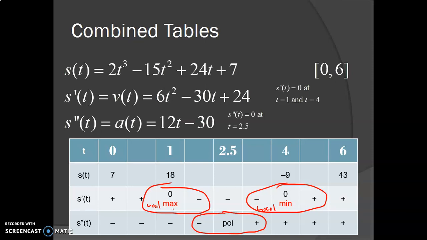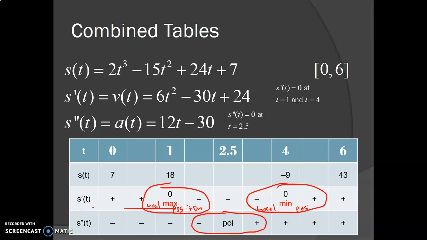This would be the max position, not the maximum velocity. The maximum velocity would happen when the second derivative was 0. So this would actually be the minimum velocity because we're going from negative to positive. So the maximum velocity would have been at one of the endpoints, but we're not talking about that in this video. Again, this would be the local min of position.